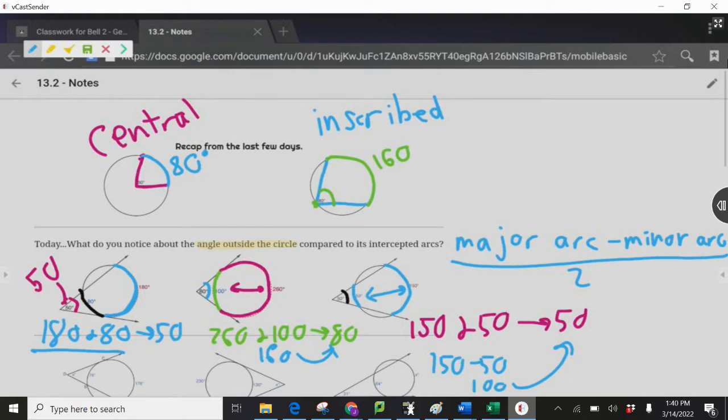So in the first problem, 180 minus 80 is 100. That's the major minus the minor. Divided by 2. Sorry, 180 minus 80 is 100. 100 divided by 2 is 50. On the second problem, 260 minus 100 is 160. 160 cut in half is 80. So we've got this relationship for angles that are outside of the circle.